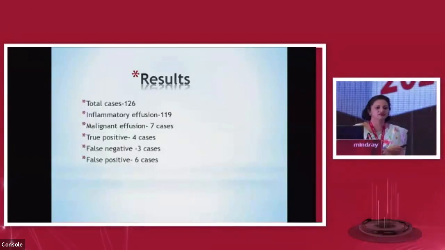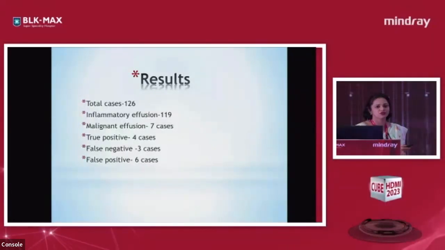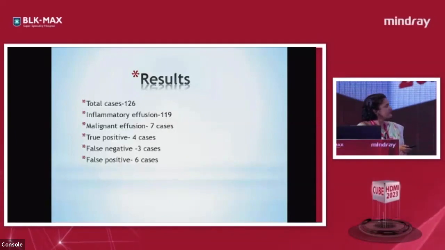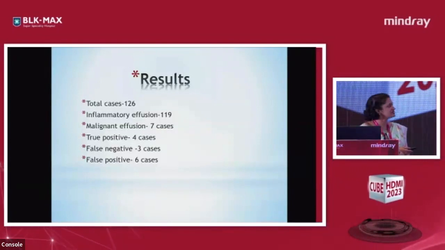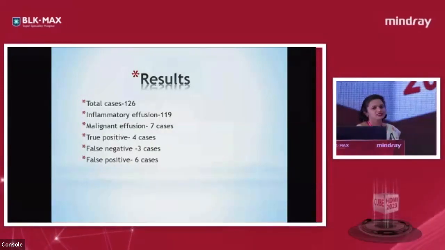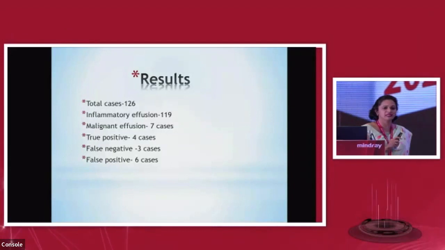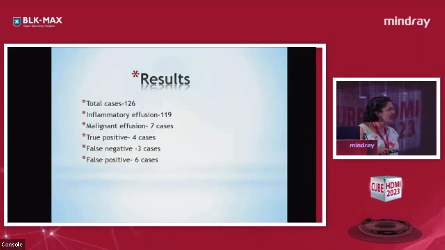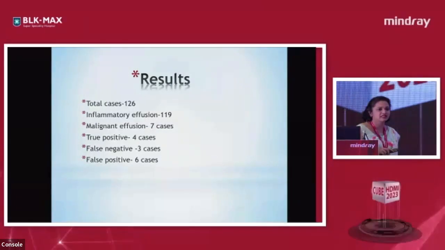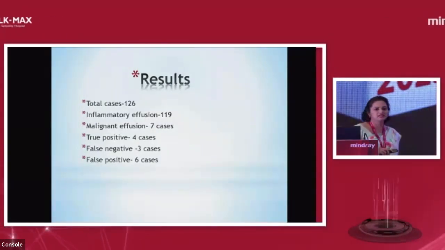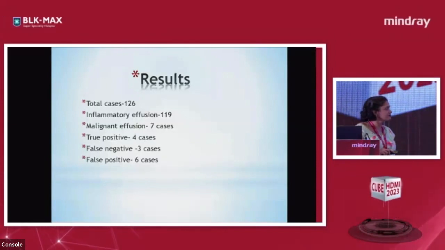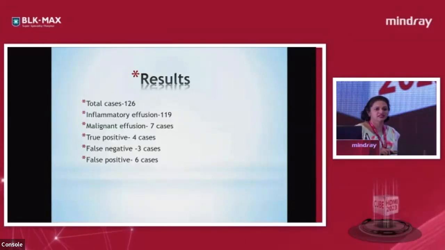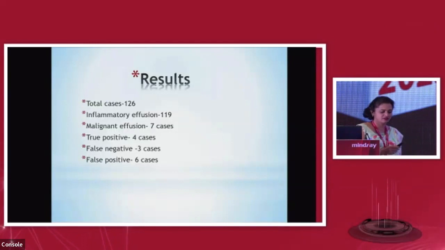In the past 4 months, we have run around 126 cases of body fluids. And in that, transudates or just inflammatory effusions without any neoplastic cells comprise 119 cases, whereas 7 cases were malignant effusions. And in that, we have a true positive of 4 cases, where all 4 cases which were proved to be malignant on microscopy have shown the malignant HFBF cells in the cell analyzer, whereas 3 cases are false negative, where there were malignant cells on microscopy, but these cells were not picked up by the analyzer. There are 6 cases of false positive diagnosis or flagging for HFBF cells on the analyzer.